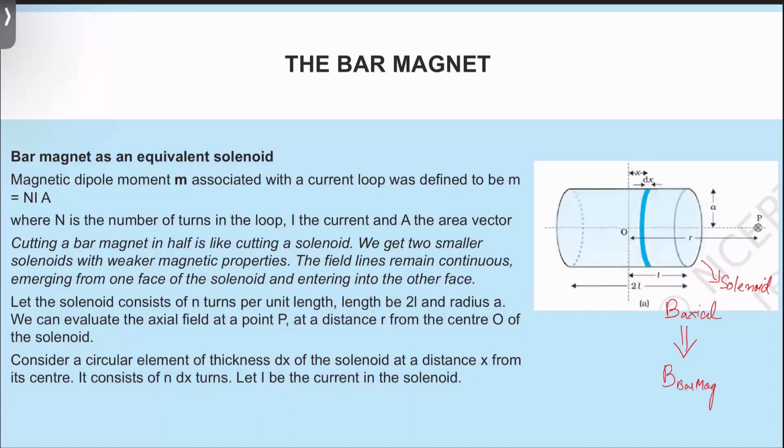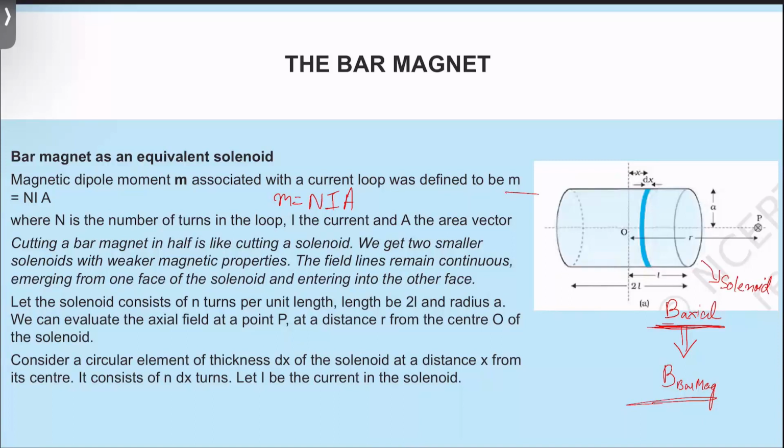The magnetic field that we get along the axis of the solenoid is going to be similar to the field of the bar magnet. So we are going to consider a current loop which has a dipole moment m. So m is equal to n I A, where n is the number of turns in the loop, I is the current and A is the area.